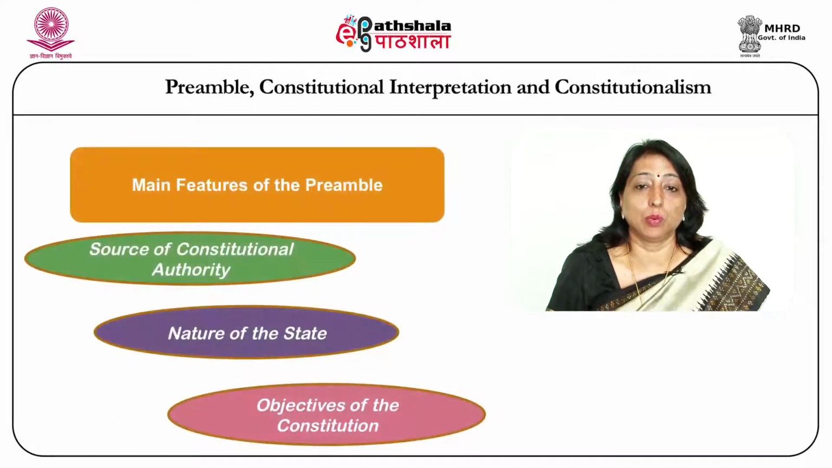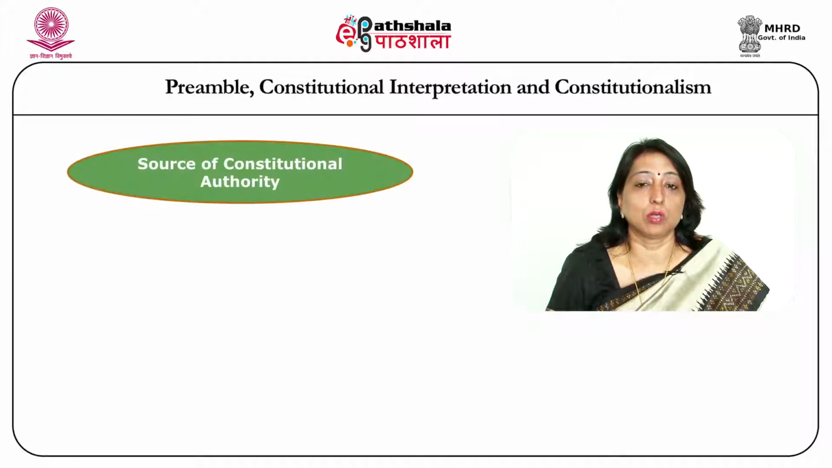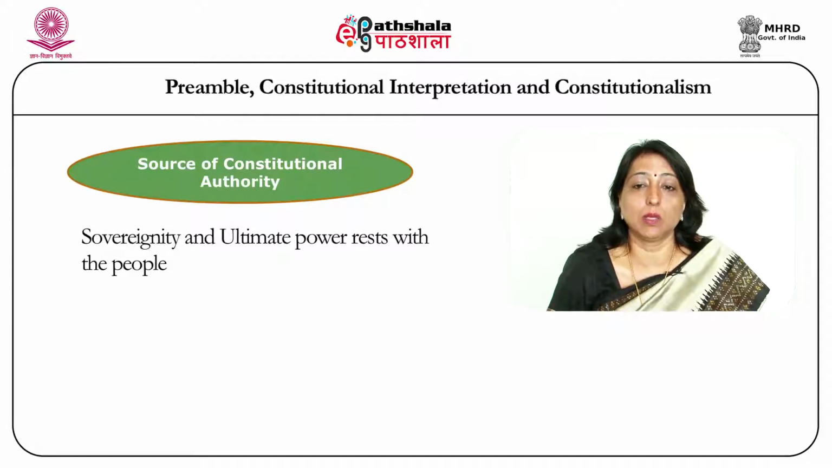Certain features of the preamble that are important for this study are the source of constitutional authority, the nature of the state, and the objectives of the Constitution, which are enshrined in the preamble itself. Source of constitutional authority means, one, that sovereignty and ultimate power rests with the people.